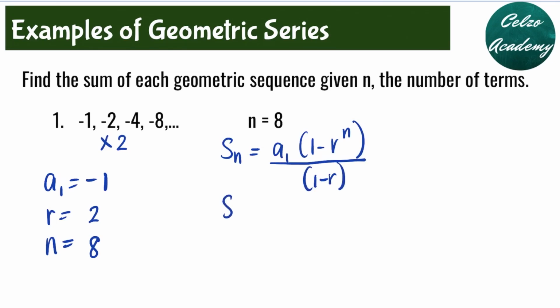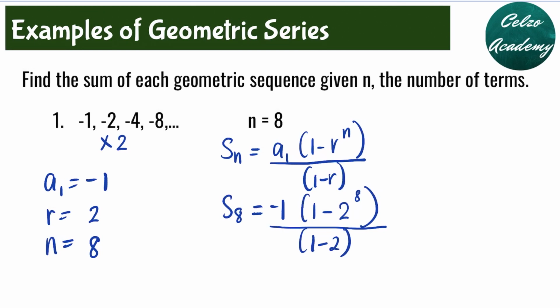N is 8, so we're solving for the sum of 8 terms, S sub 8. Our a sub 1 is negative 1, multiplied by 1 minus the common ratio, which is 2, to the power of n, which is 8. All over, we have 1 minus 2. Simplifying this, we have negative 1 times 1 minus 2 to the 8, which is 256. And in the denominator, 1 minus 2 is negative 1.